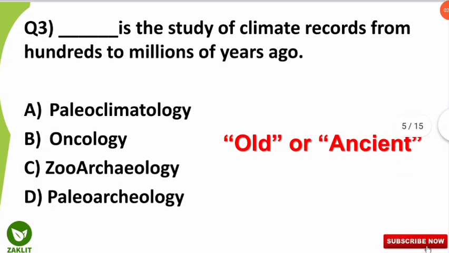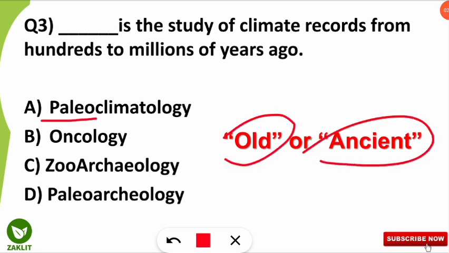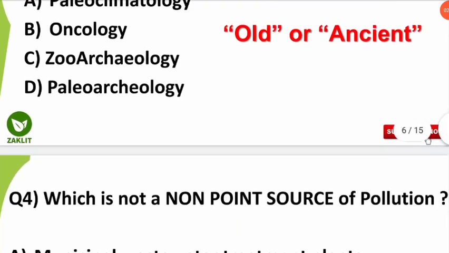The third question was, dash is the study of climate records from hundreds to millions of years ago. And here, those who know the meaning of paleo is old or ancient, they can correctly answer this. So the correct option will be option number A. Paleoclimatology is the study of climate. So here climatology, climate study from the records of 100 to millions of years ago. Let's move to the fourth question.